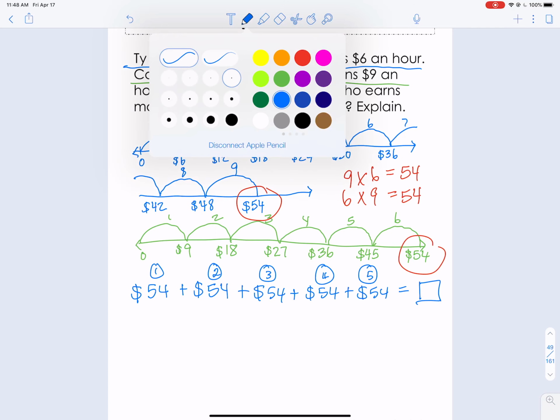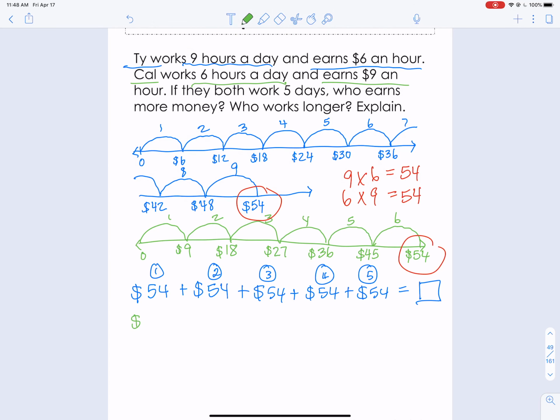Now for Cal, same exact thing. I'm not even going to write this out all the way because you can already see that at the end of 5 days, they're going to end up making the same amount of money. I don't even have to do the math because I can see that I'm going to be adding 54 over and over again for 5 days, and it's going to be the exact same sum.